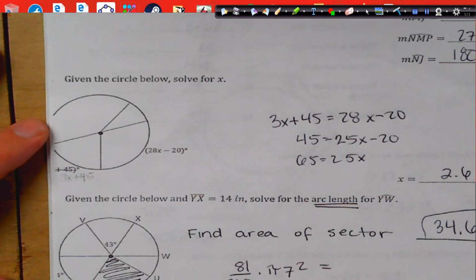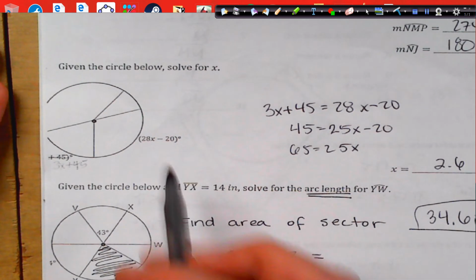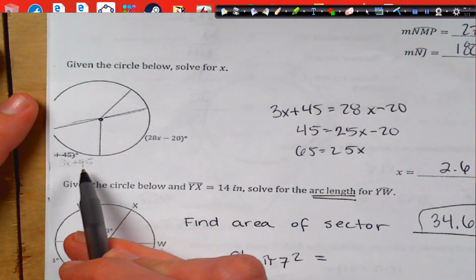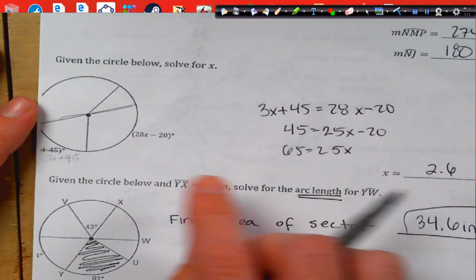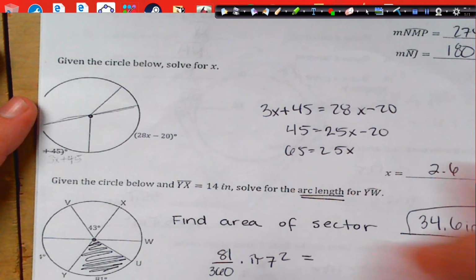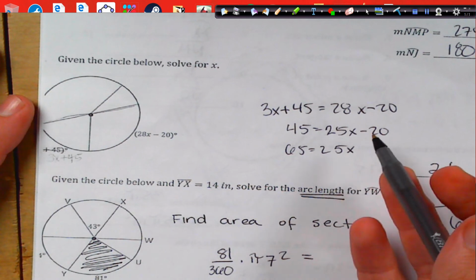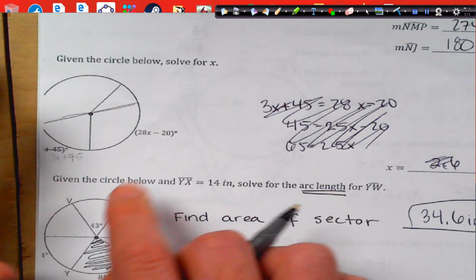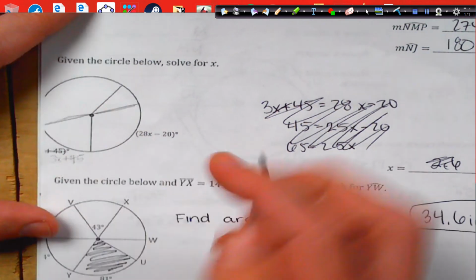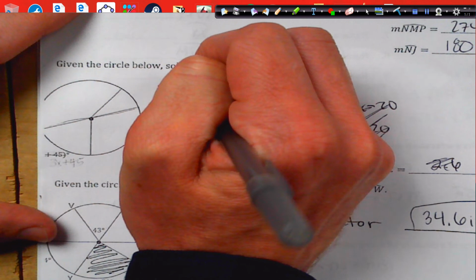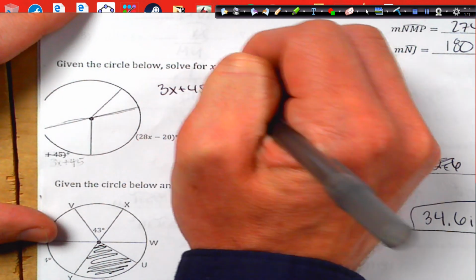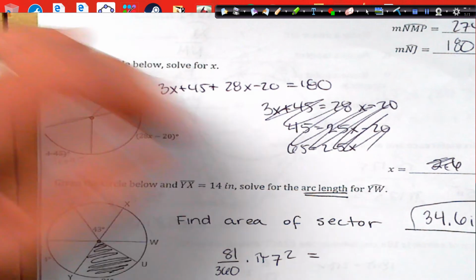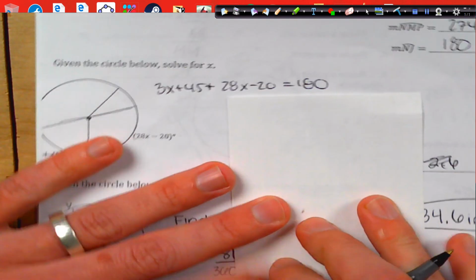All right. This one right here, this is a diameter going through it, even though it's kind of got cut off. You can see 3x plus 45. So, oh, I actually set this one up completely wrong. I apologize. Good thing I caught that. I was not even paying attention. So these two are going to add up to 180. So we get 3x plus 45 plus 28x minus 20 equals 180. So sorry about that mistake there. We'll just cover it up like it didn't even happen.